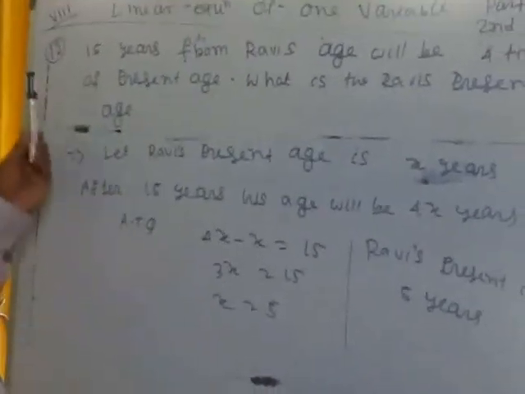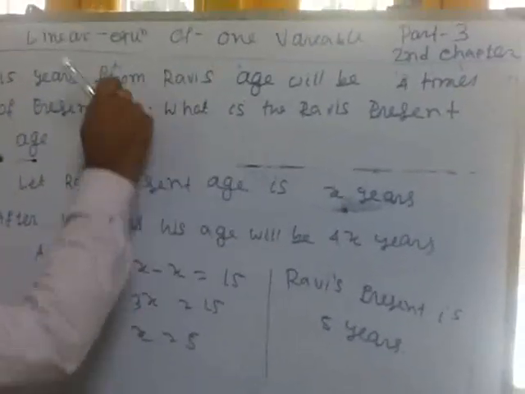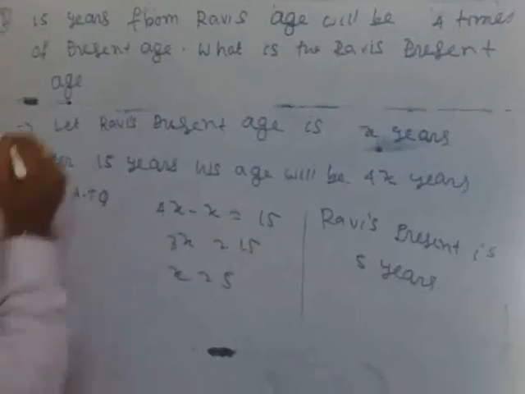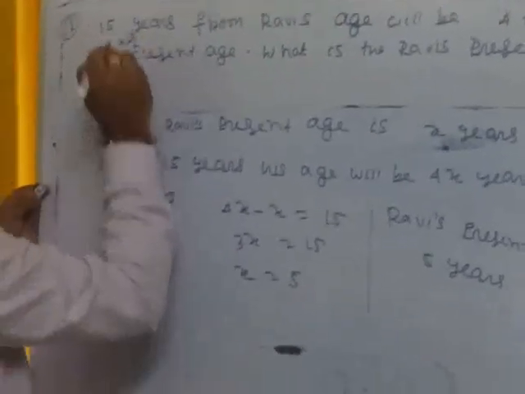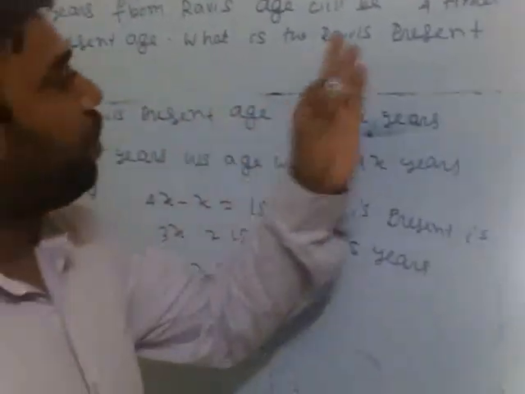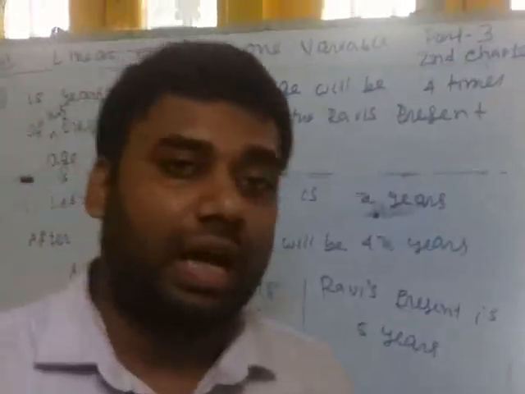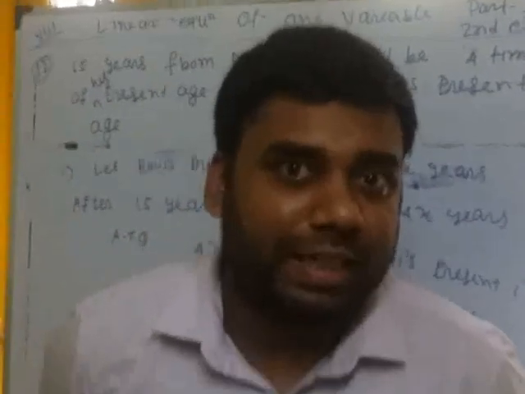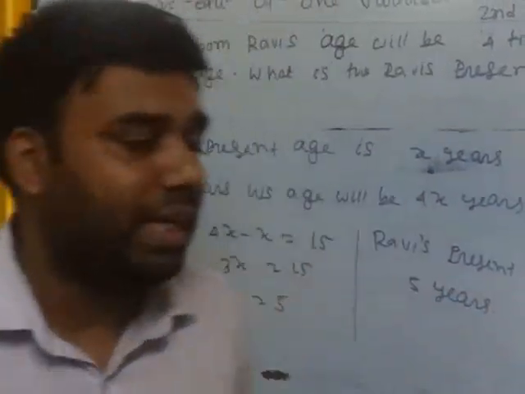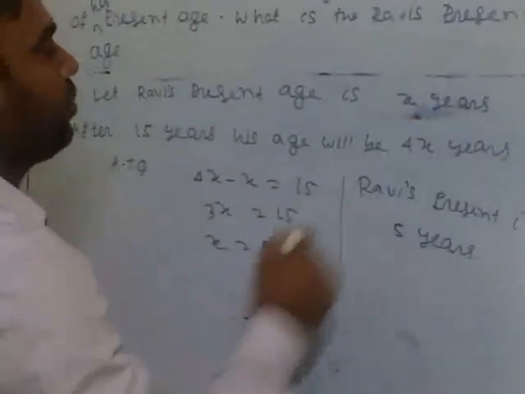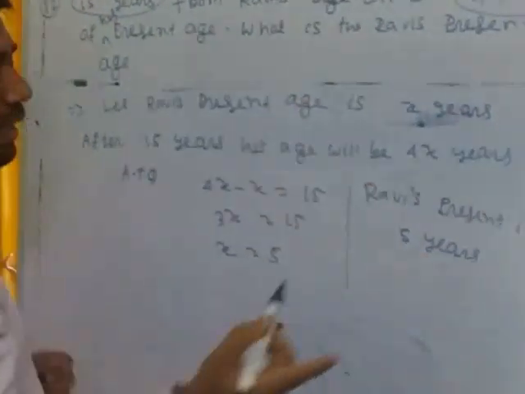Okay, in question number 12, 15 years from now Ravi's age will be 4 times his present age. What is Ravi's present age? In the question, Ravi's present age is asked, so let the present age of Ravi be X years. Now, after 15 years, his age is 4 times the present age.